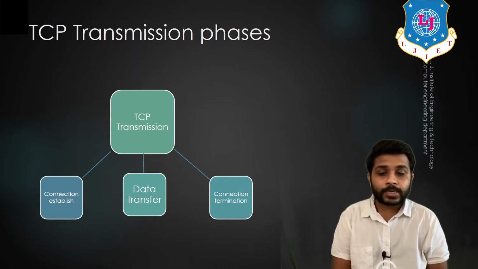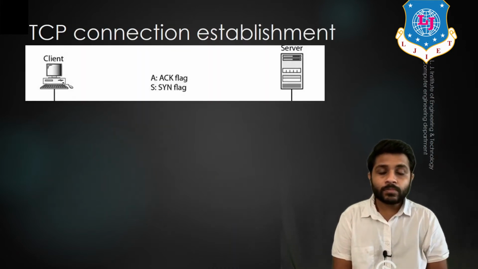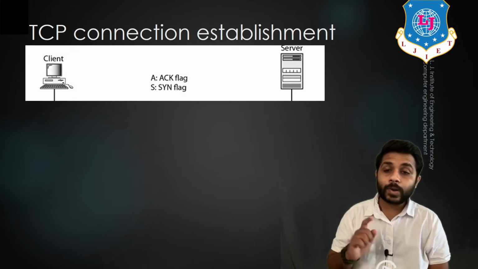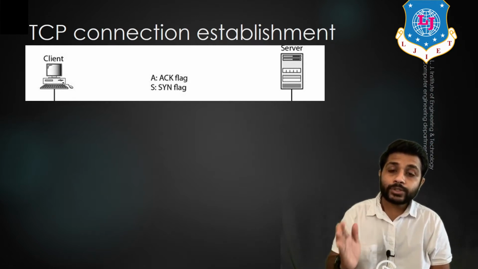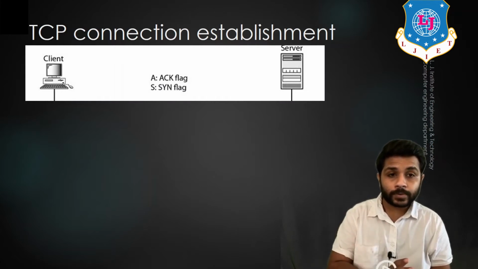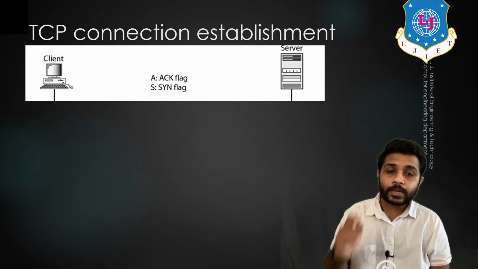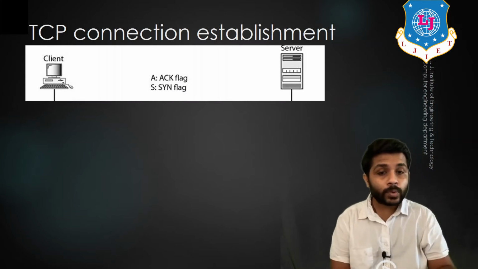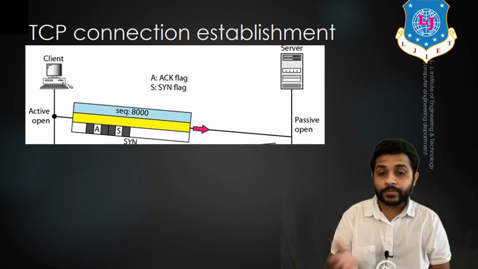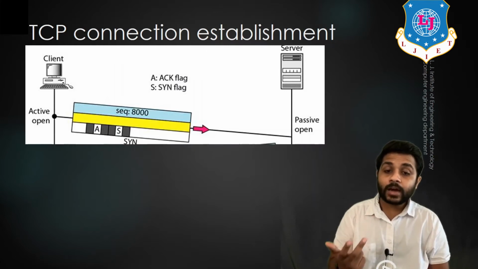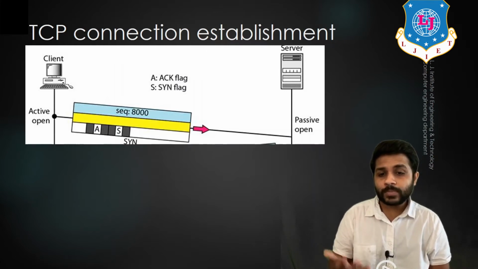Let's see the first one, that is the connection establishment. You can see that in this figure there is one client and one server. Right now the client wants to make a connection with the server. If the client wants to make any connection to the server, it will create one packet. In this packet there are several fields: a sequence number, an acknowledgement flag, and a SYN flag. Apart from that, there is other information too, such as the receiver window size.